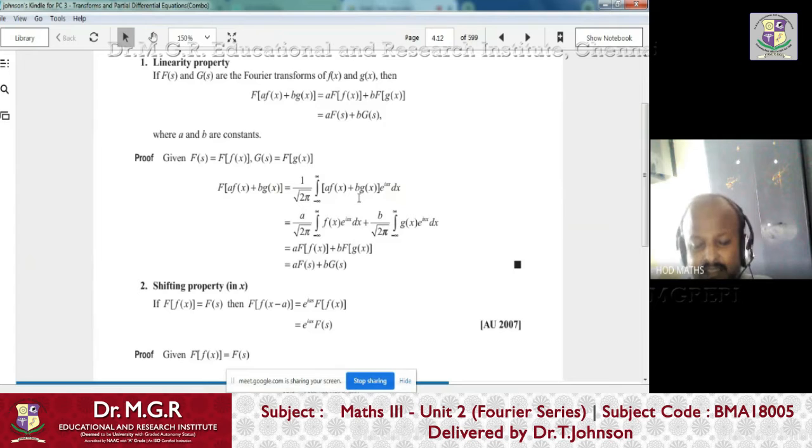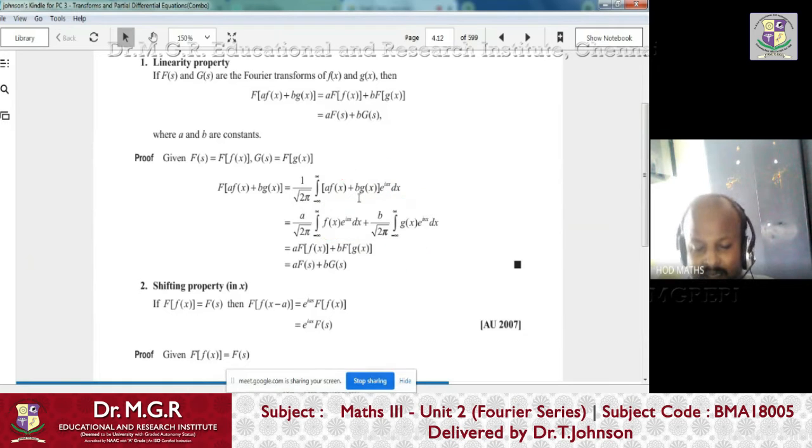But now what do we have to do? How to split this? We know a property of integrals. If you want to integrate like this, then you can multiply f of x with e power isx and write that as a separate integral. Then g of x with e power isx, and you can write that as a separate integral, right? And in integration, you can take the constant outside. a can be taken out and b also can be taken outside.